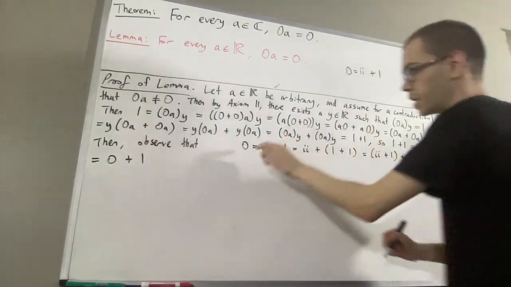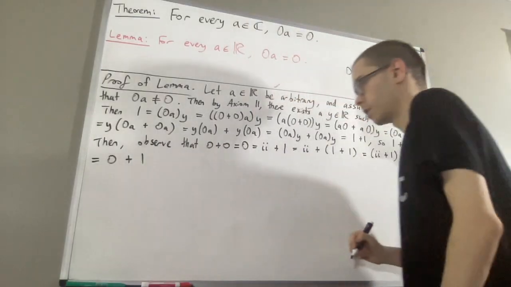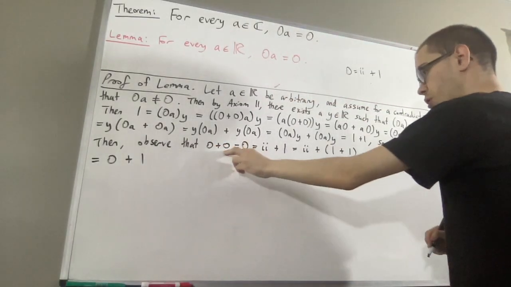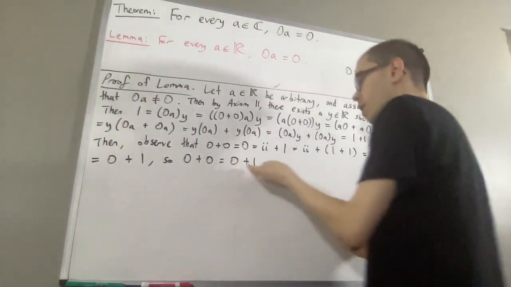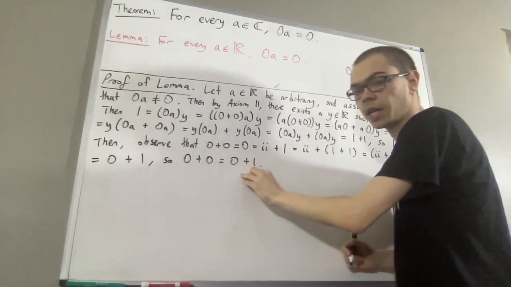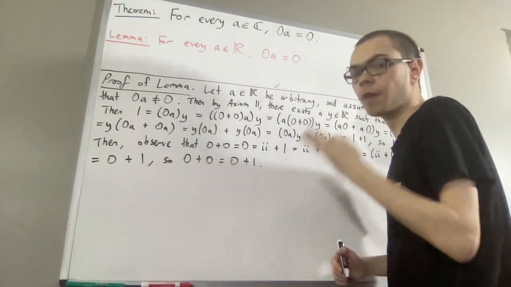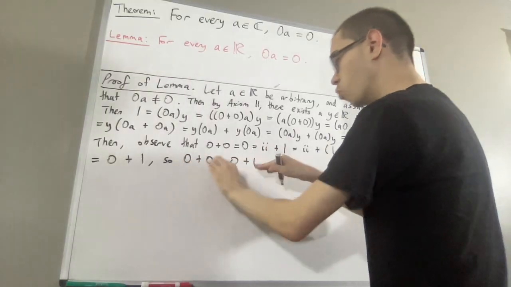Now remember, we've proven that 0 is equal to 0 plus 0. So this shows 0 plus 0 is equal to 0 plus 1. Now remember, 0 and 1 are real numbers. So we're in a position where we can apply the left cancellation law of addition for real numbers. Canceling out the zeros, we get that 1 is equal to 0.